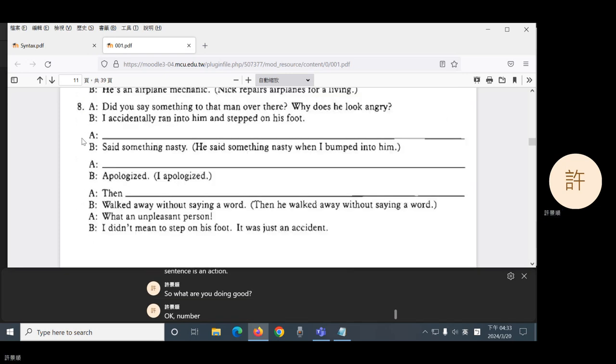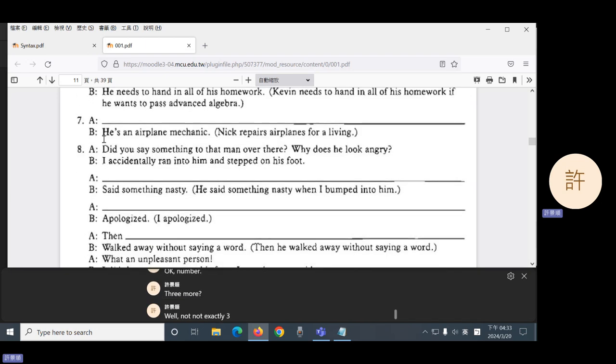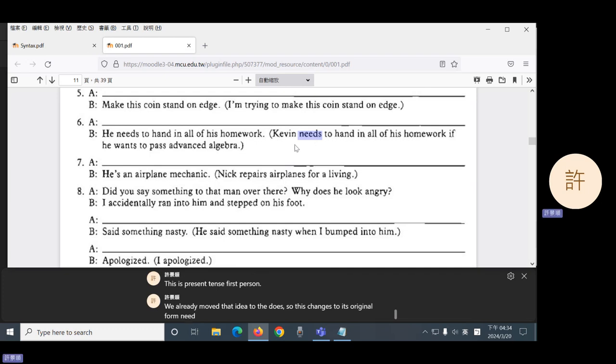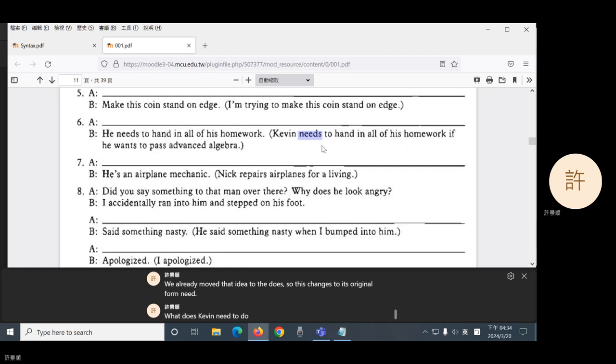Okay, number three more. Not exactly three, right? Like five more. So number six. 姚子晴. What? What does Kevin, very close. This is present tense, first person. We already moved that idea to the does. So this changes to its original form, need. What does Kevin need to do if he wants to pass advanced algebra? Does that make sense? Okay, good.